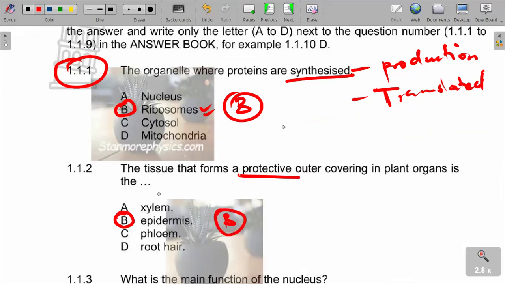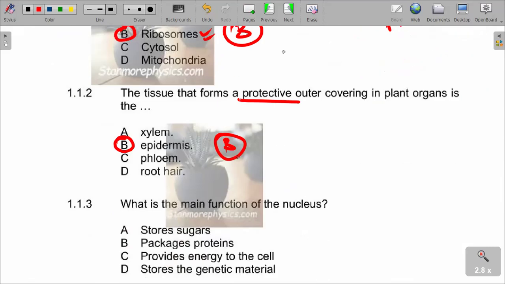The phloem and xylem vessels are of course responsible for transportation of water and nutrients, which we are saying do not form a protective tissue on plants. The root hairs are also not part of that.